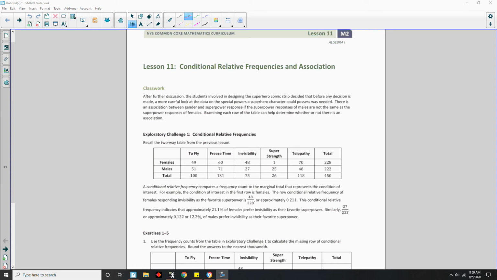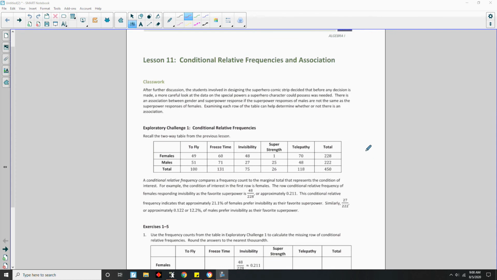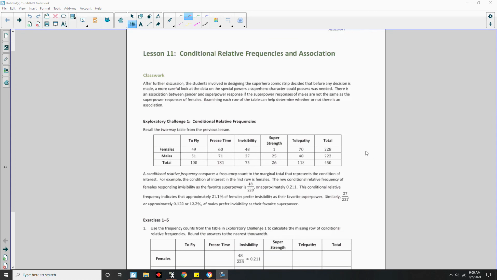Okay, so in Lesson 9, we learned about bivariate data and how to construct a table and how the columns and rows were set up. In Lesson 10, we then discussed the marginal totals and relative frequency. In this lesson, we're going to delve in a little deeper and see what choice we make based on the data rather than just by feeling, if you will.